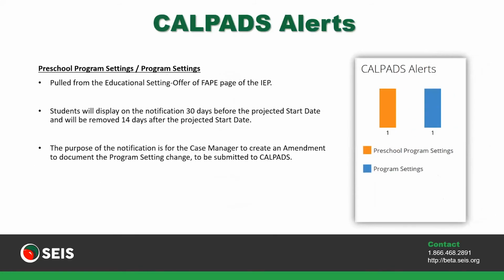Okay, so next is the CalPAS alerts page. This one is pretty much used for preschool program setting and the program setting. So let's say, for example, you held an IEP and you know that the student's program setting will be changing within a few months or even within the duration of that IEP. On the educational setting offer of FAPE page, you can actually enter a start date for that program setting change. Students will display on this notification 30 days before the projected start date and will be removed automatically 14 days after that projected start date.